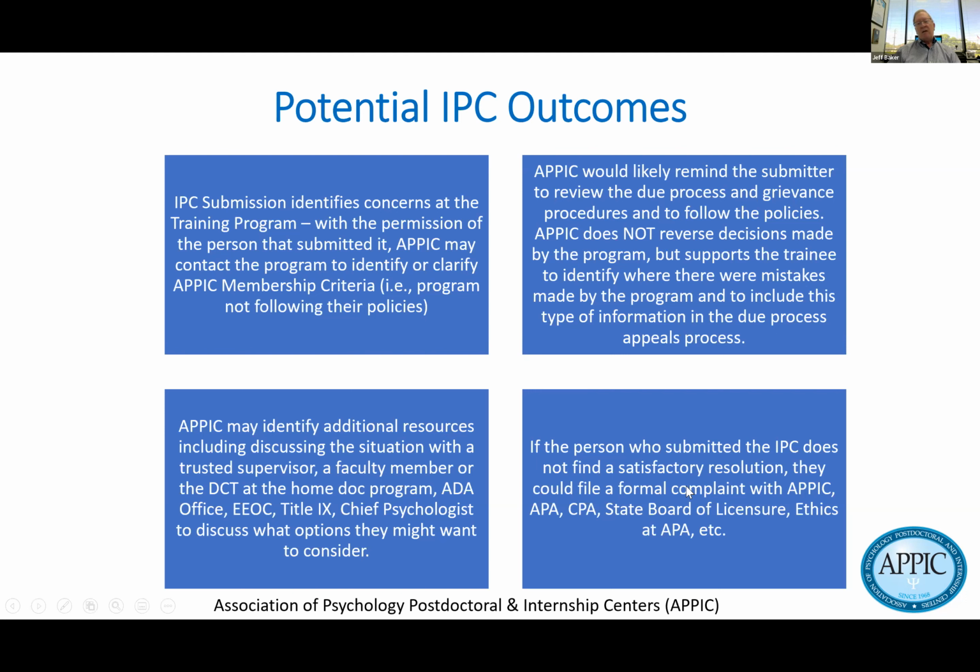So, of course, if there's not a satisfactory resolution, they can move that on to a more formal complaint with APPIC through our formal complaint process. They can also contact APA, or CPA. They can contact the State Board of Licensure. We try to get this resolved before it gets to that.